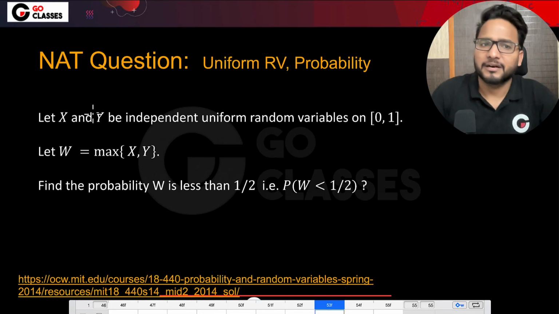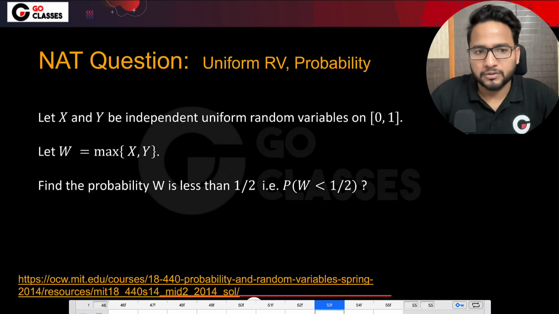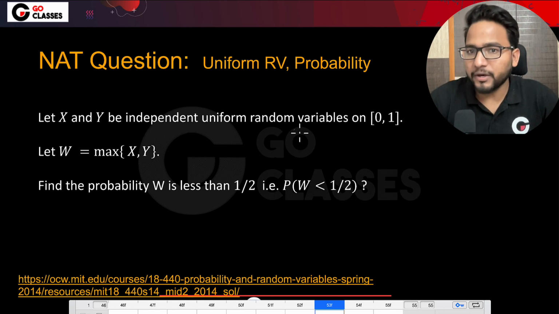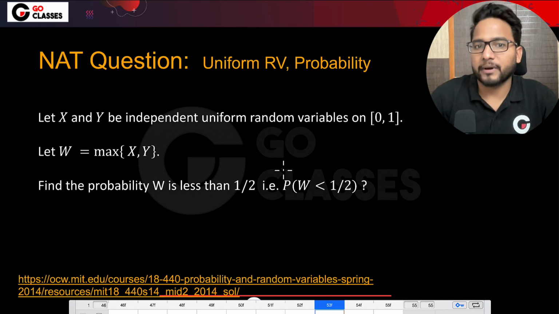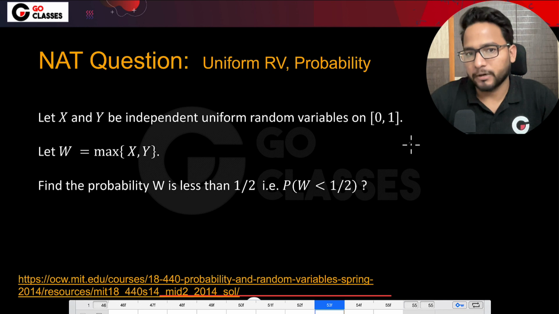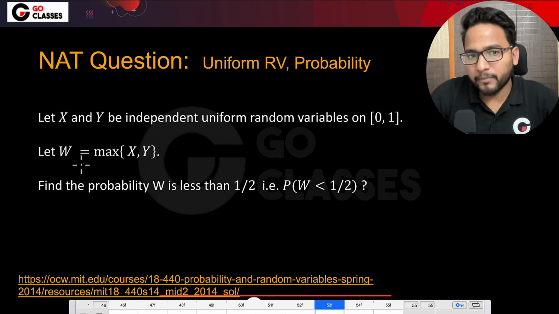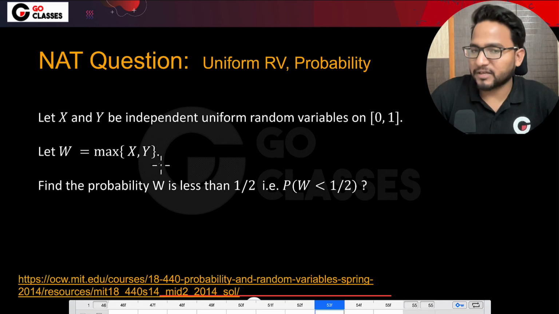Hi all, let's now try to solve this question. So let's just see what this question is saying. Let x and y be independent uniform random variables on 0, 1, which means that x and y are continuous independent uniform random variables in 0, 1. Then they have defined a new random variable w, which is the maximum of x comma y.